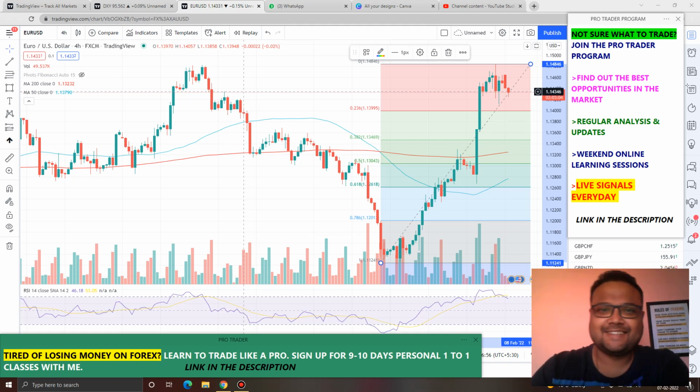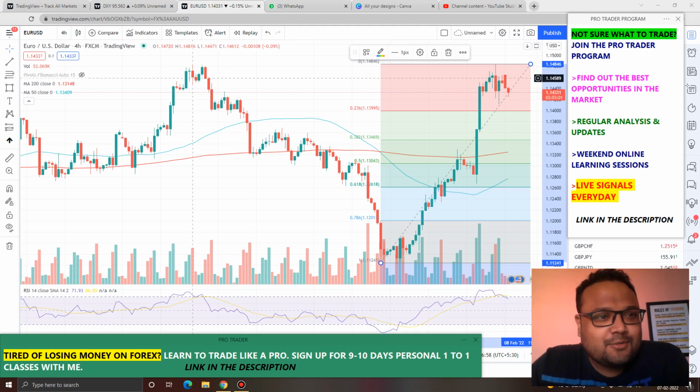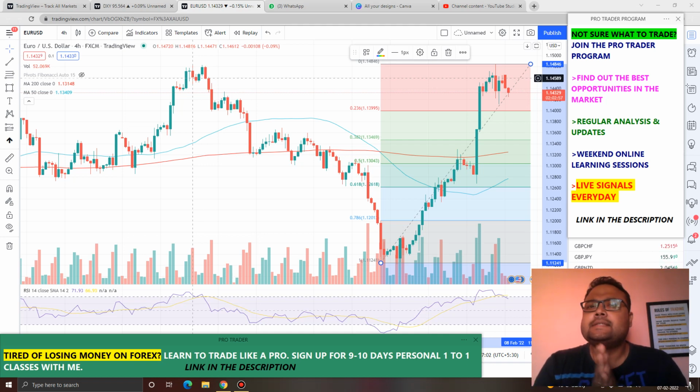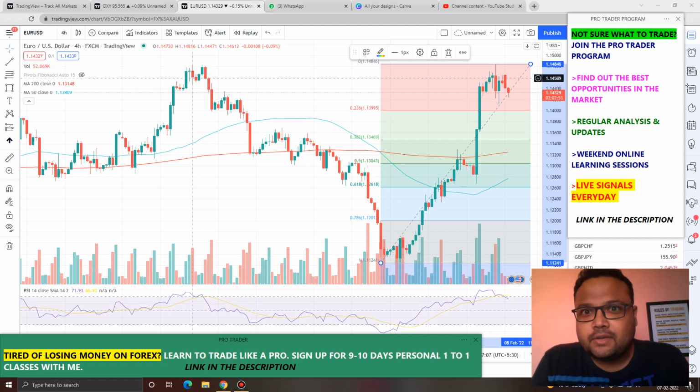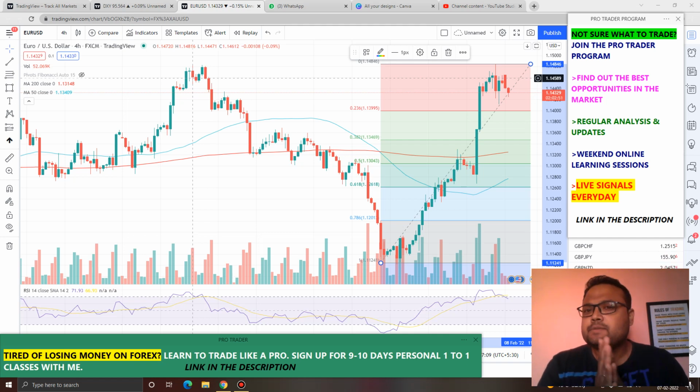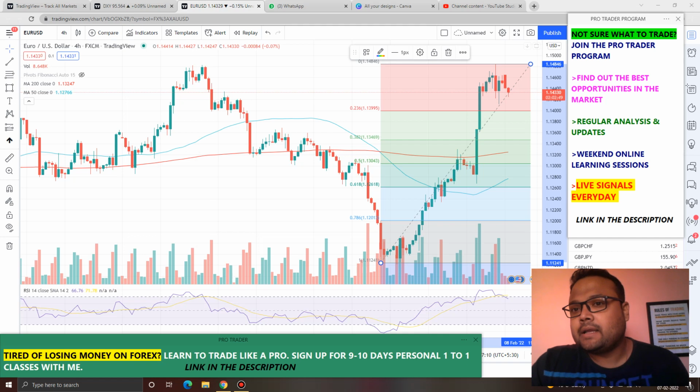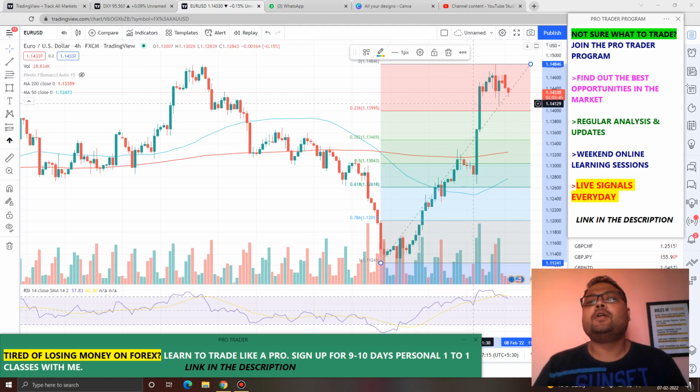So let's get started. This is the 4 hour chart of Euro USD and the market is open, and we can see that there is some sort of corrective move on the chart right now. As per our calculation, the market is still trading between this range only, and as we all know, during the first half of Monday the market usually does not show much volatility. So overall, all the levels are the same.